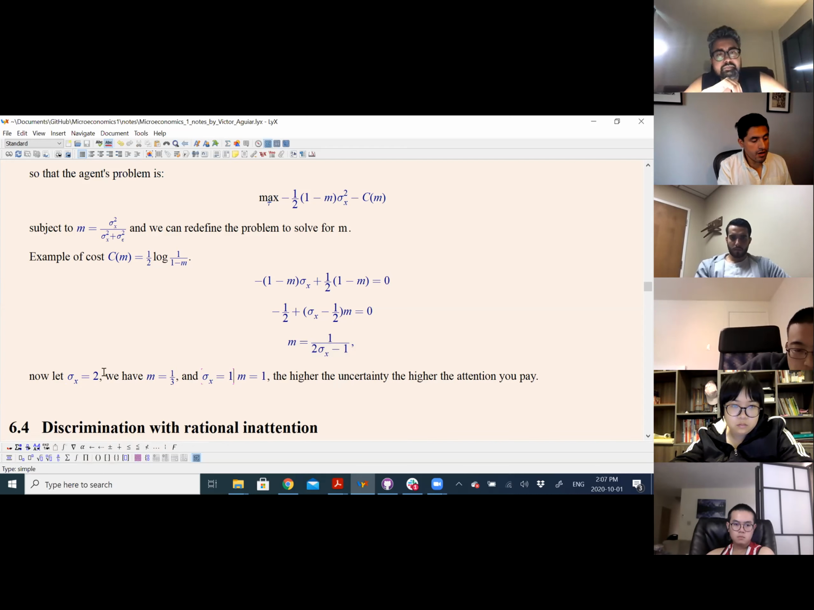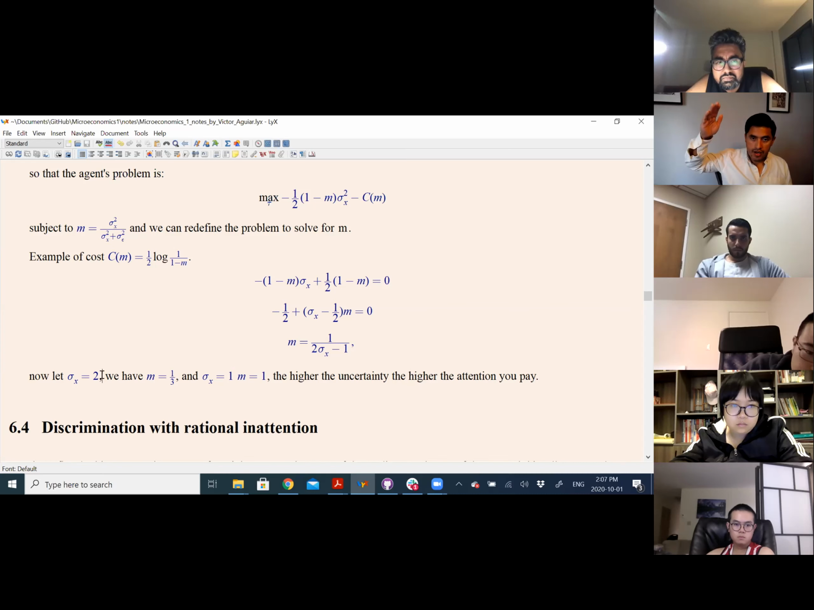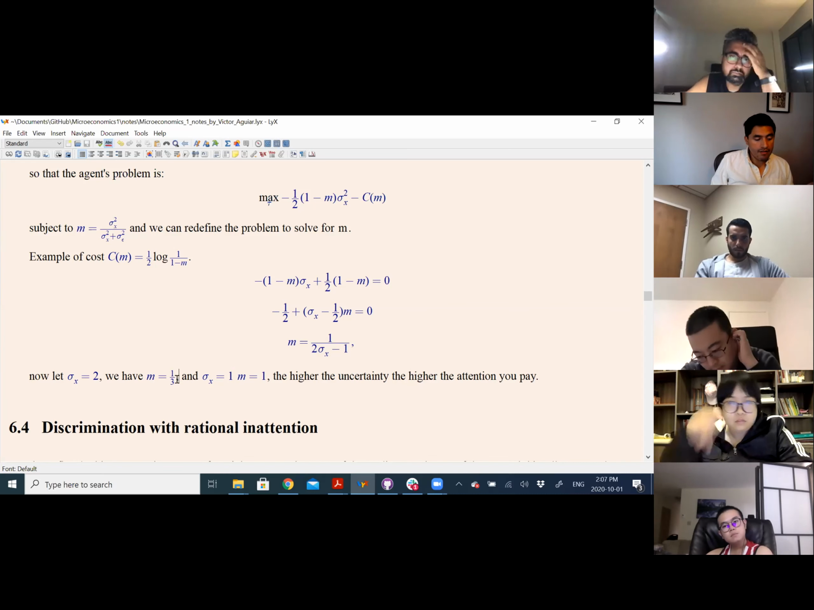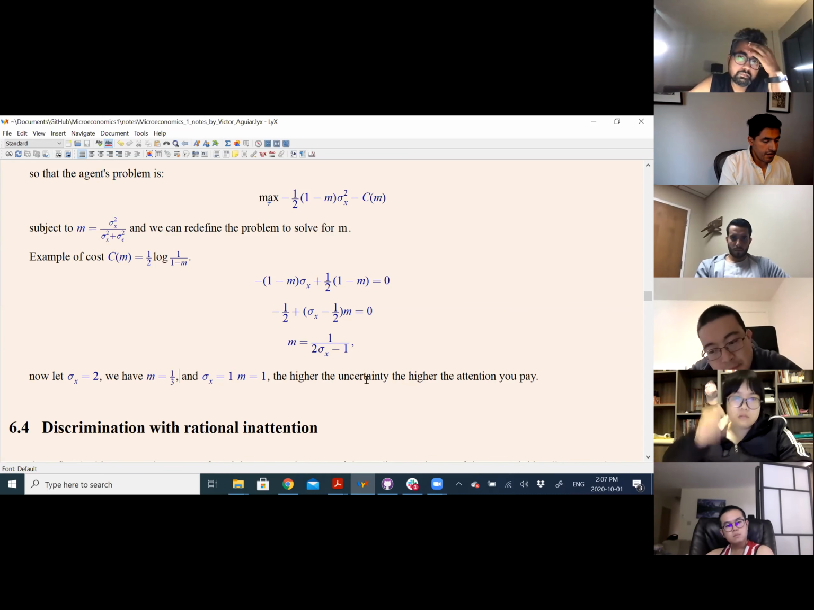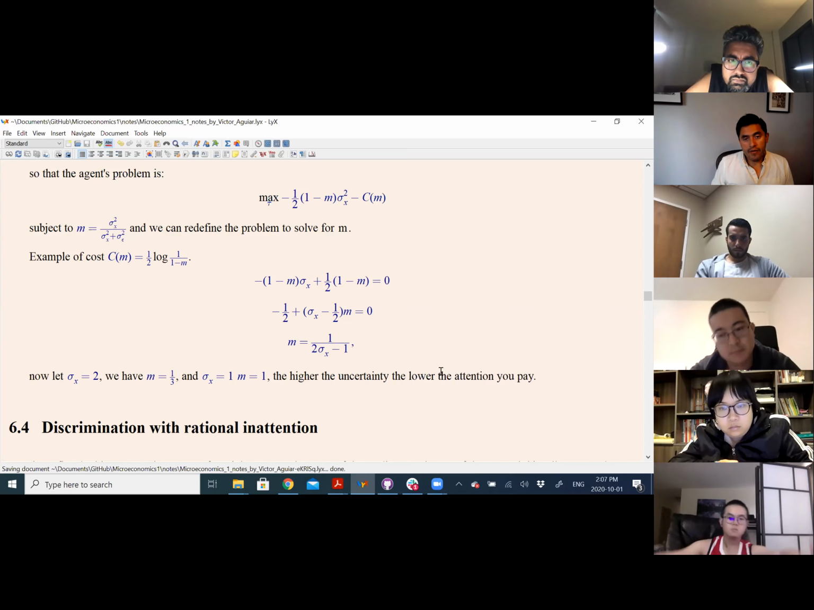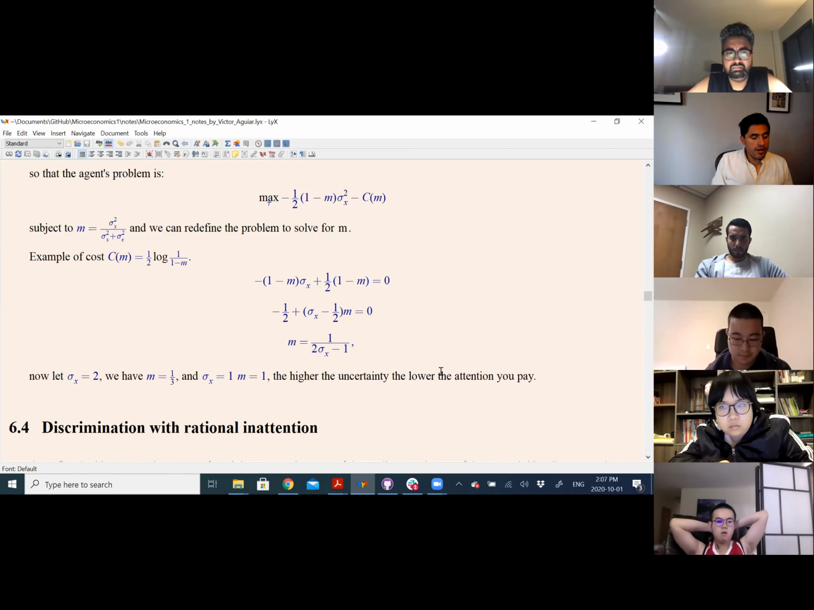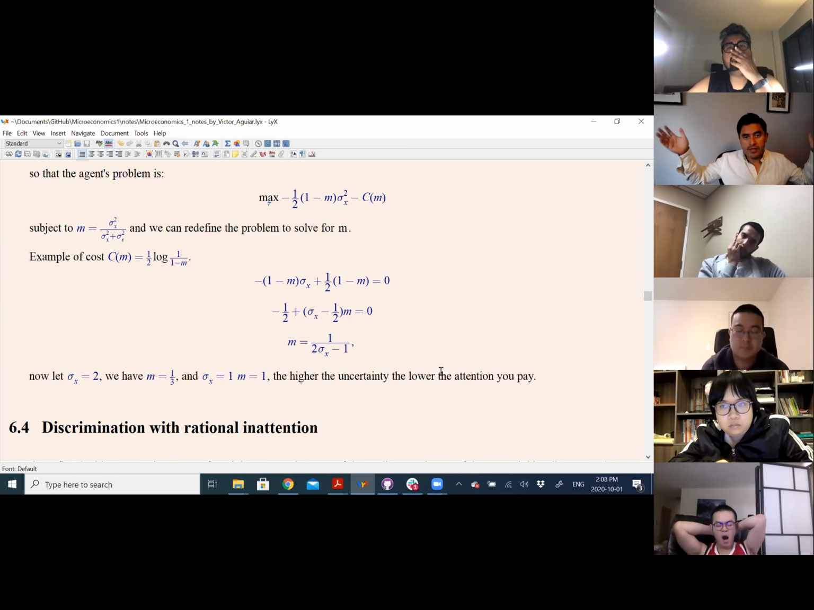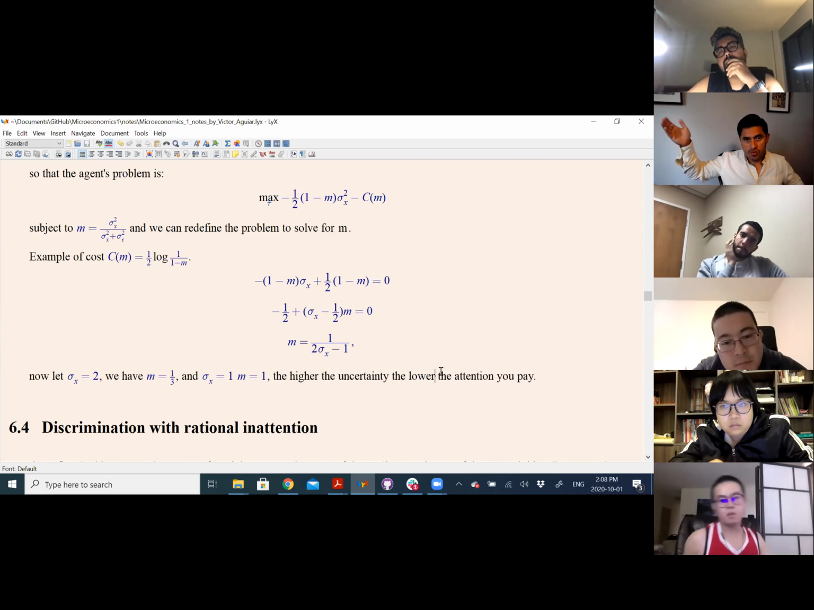So it turns out that according to this model, if the true value is more variable, so the higher the sigma x, you're going to pay less attention. So the higher the uncertainty, the lower the attention you pay. In this particular model, if things are too crazy, it becomes too costly to pay attention.